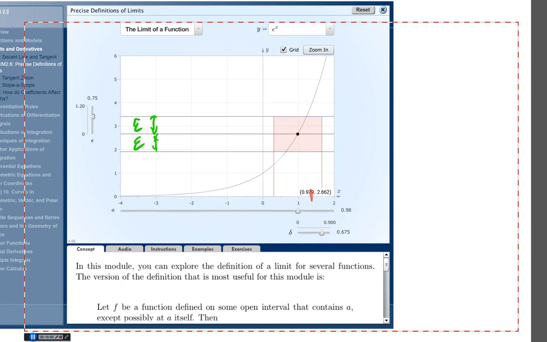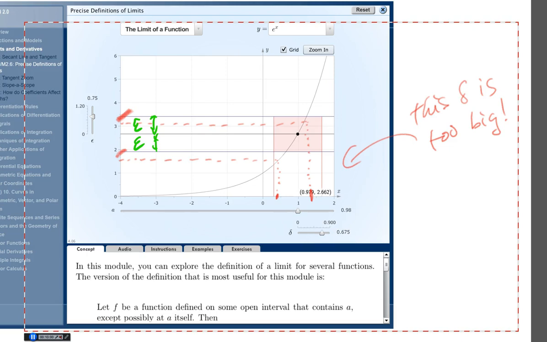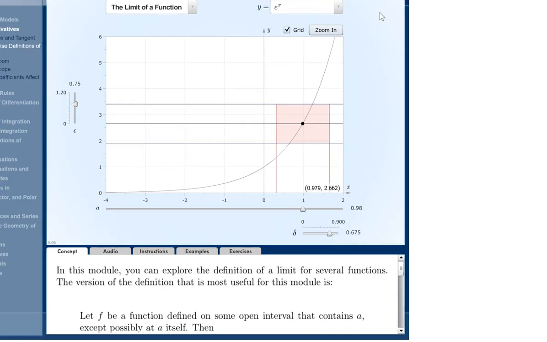Let's pick this x here, and you go up. Everything's fine, it's still going to land in the correct area. But if you pick an x over here, it's a little further away, then it's not going to land in there. So what this says is this delta is too big. All right, so you can do this for a lot of different functions, actually.